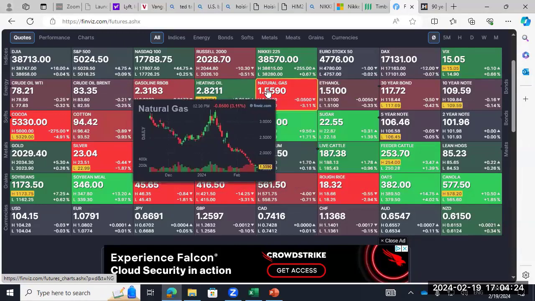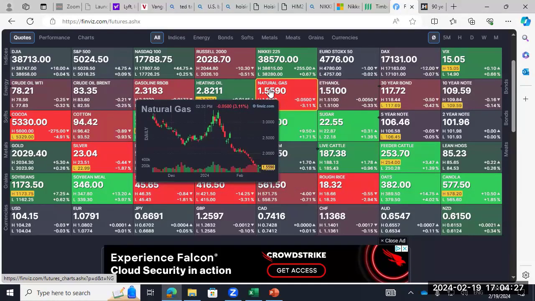Heating oil, natural gas. Obviously, there's been some huge differences in prices there in the U.S. versus in Europe. And so we've been doing the liquefied natural gas, and then the Biden administration has been cutting that down. It's interesting what's going on with natural gas.